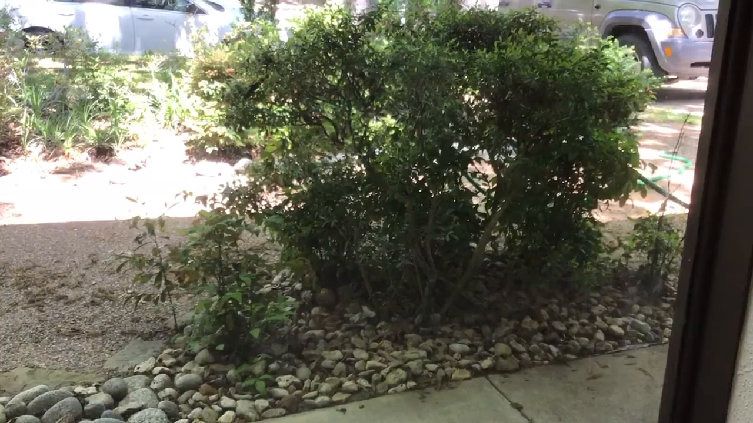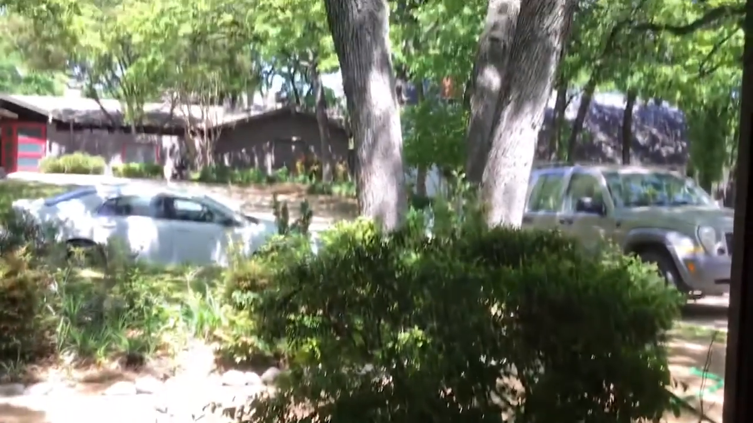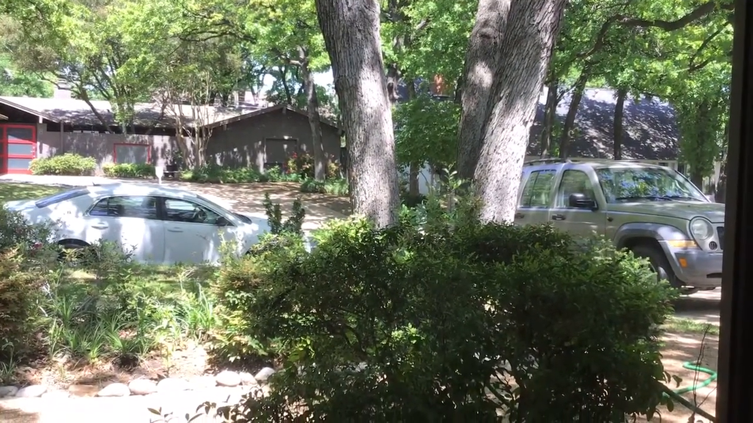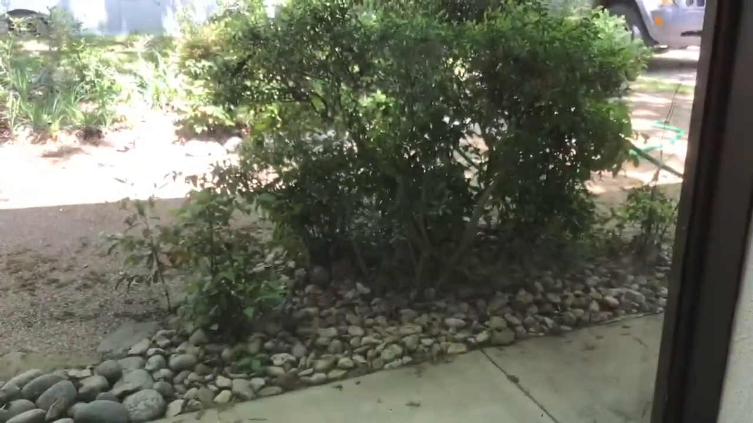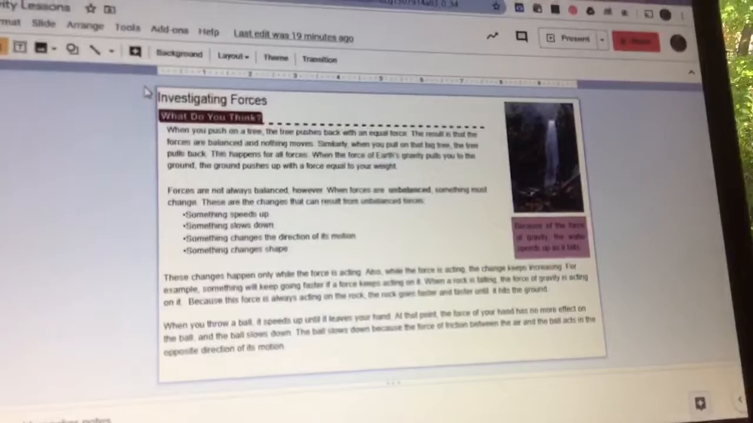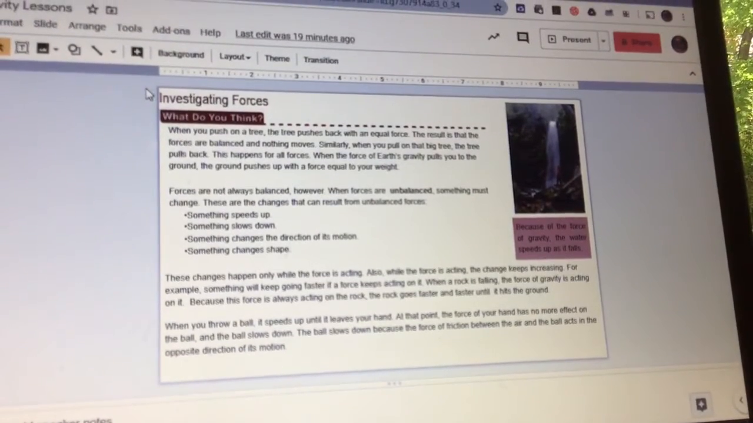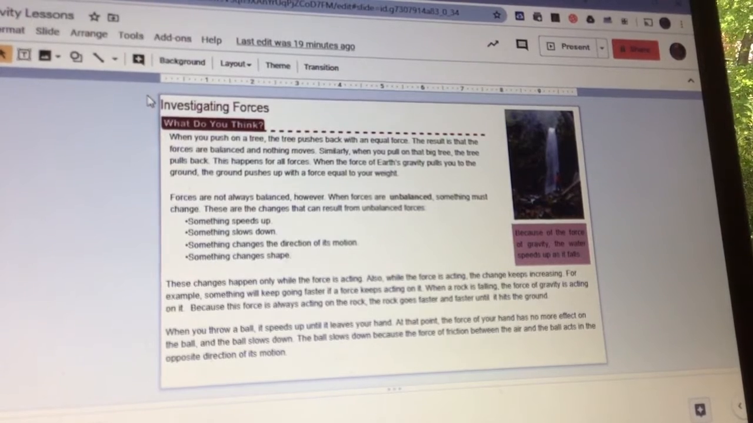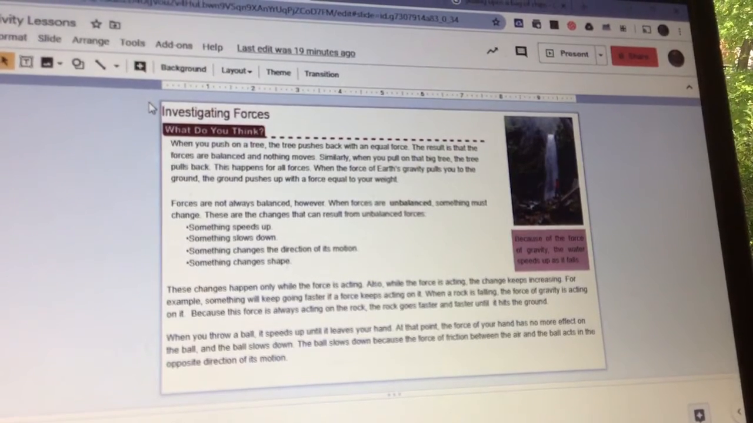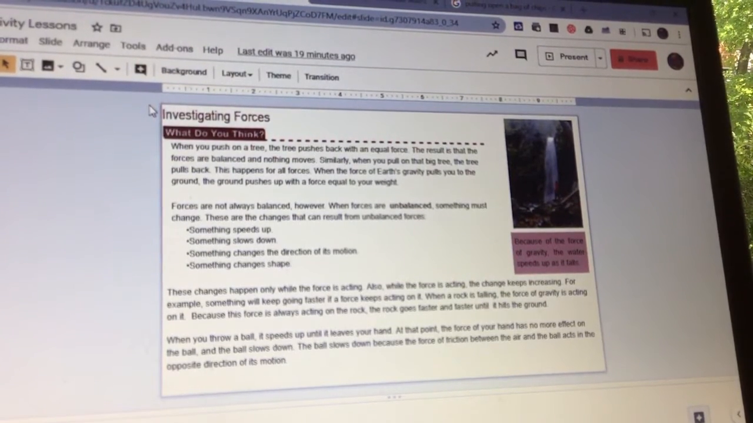If I were to push on one of those, something would happen, because that tree right there is stronger in pushing back on me, and that tree right there would not be. It's kind of working out well that I'm in my front room and you can see my front yard. All right, similarly, when you pull on that big tree, the tree pulls back. This happens for all forces.